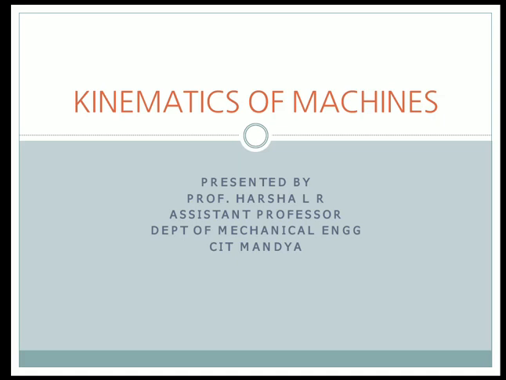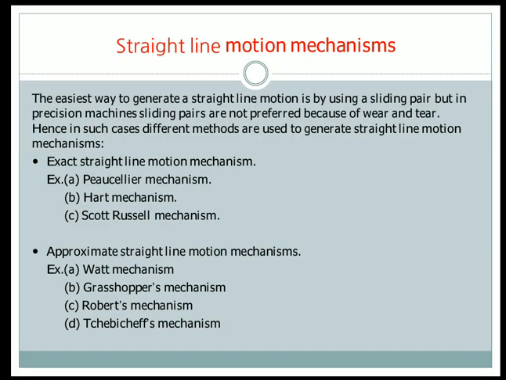Dear students, today we shall discuss straight line motion mechanisms. As the name itself says, the mechanism generates a straight line, or it will plot a straight line. The easiest way to generate straight line motion is by using a sliding pair.